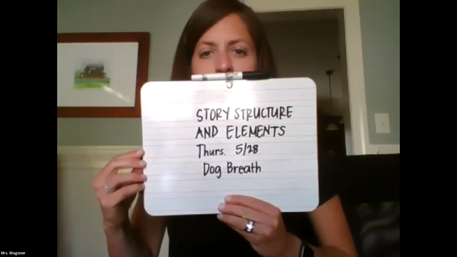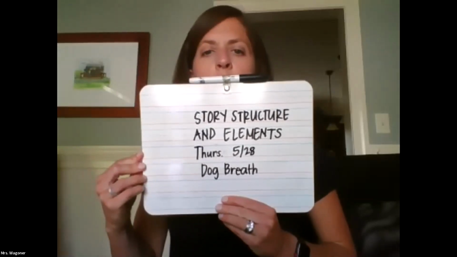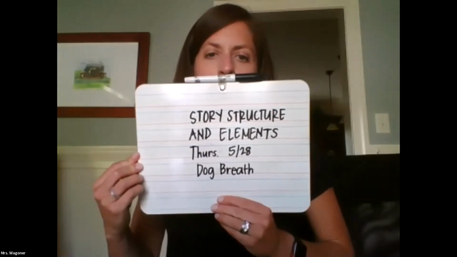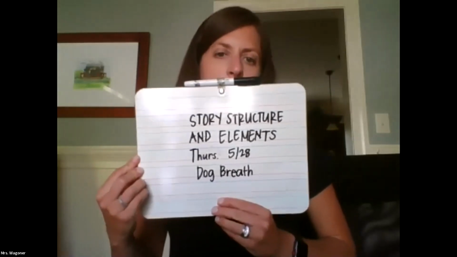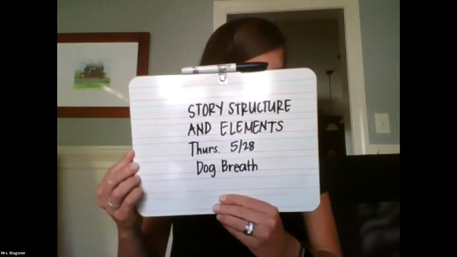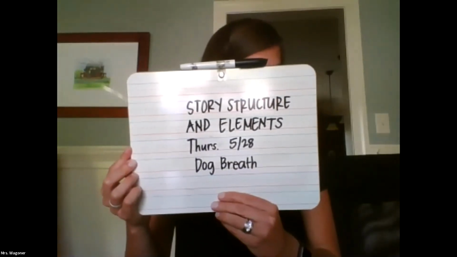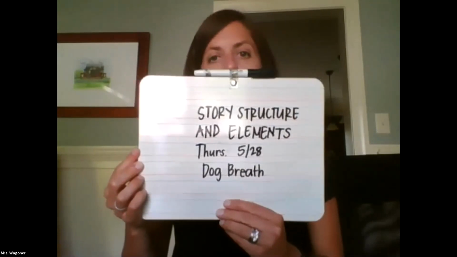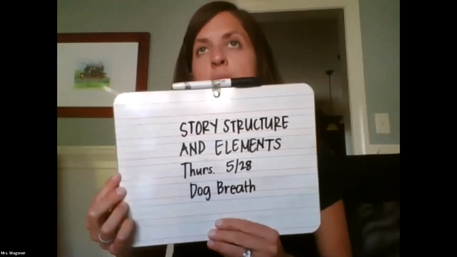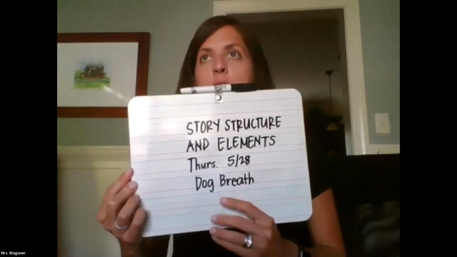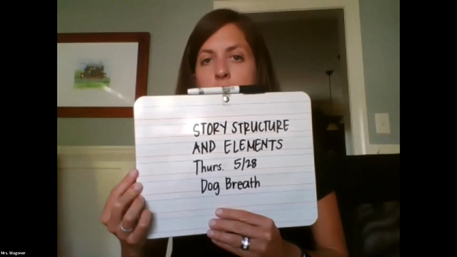Hey friends, it's Thursday. Today we're going to review story structure and elements with a funny text titled Dog Breath. Our statement is: good readers can identify and describe the story elements in a story using a graphic organizer. That's going to be the end goal of this lesson, to complete the graphic organizer.